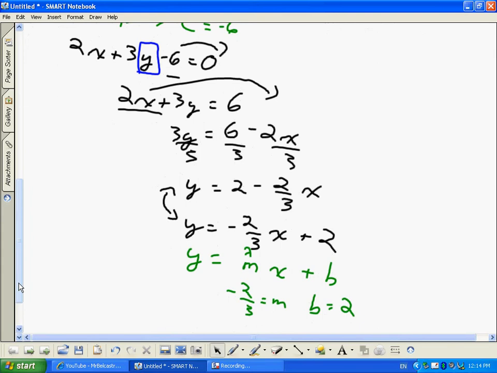I now know what my slope is. My slope is negative 2 over 3. And I know that my y-intercept is positive 2. So that already answers our example 1a, find the slope and y-intercept of this line. So I've gone about doing this.